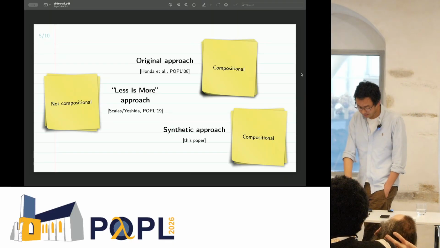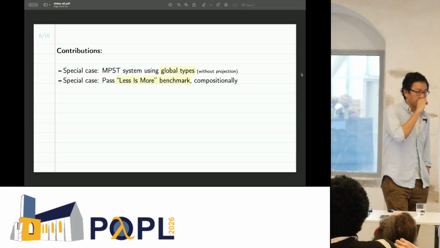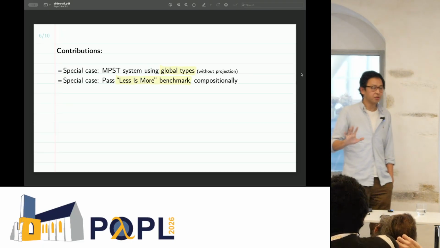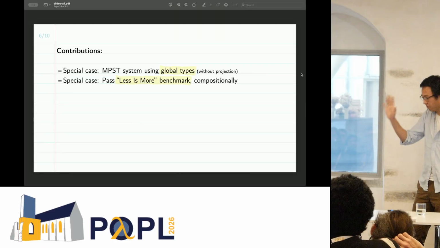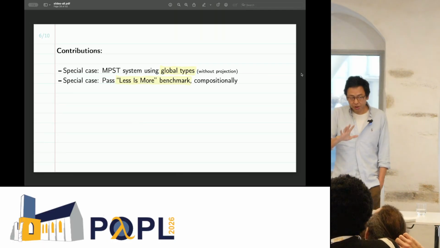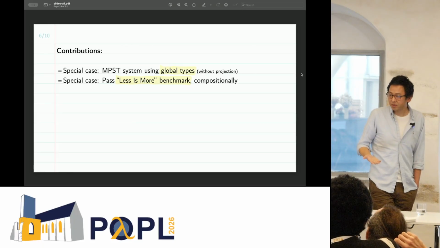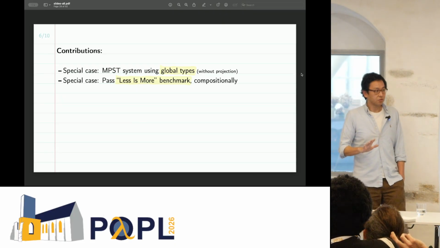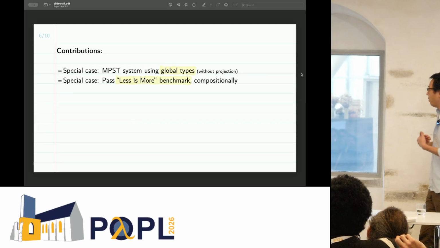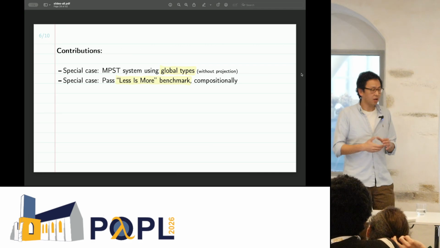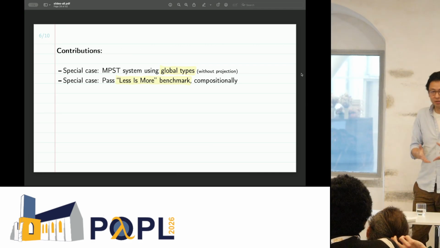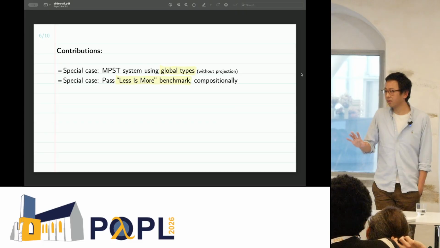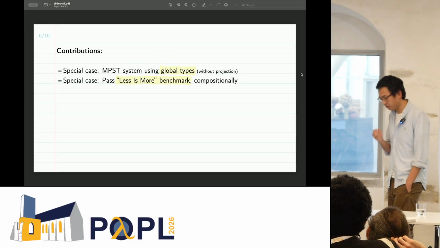So, to summarize the contributions, we have a new multi-party session type system where we type check processes directly against global types instead of projection and local types. And then we show that by doing so, we attain the same level of expressiveness as the less is more approach by Scalas and Yoshida. So what they have in their paper is a benchmark set of example protocols, which they show they are the first to be able to support. And we show in our paper that we can support the same protocols, but in a compositional fashion. That would be the novelty in this respect.